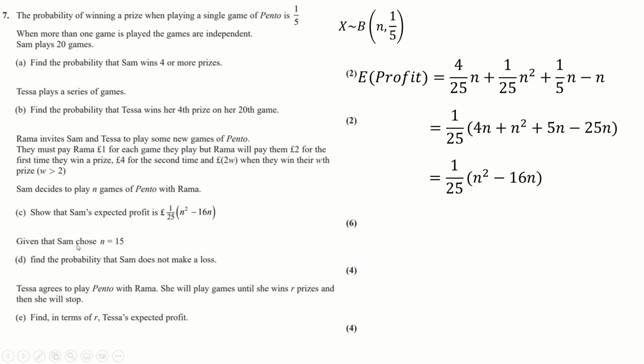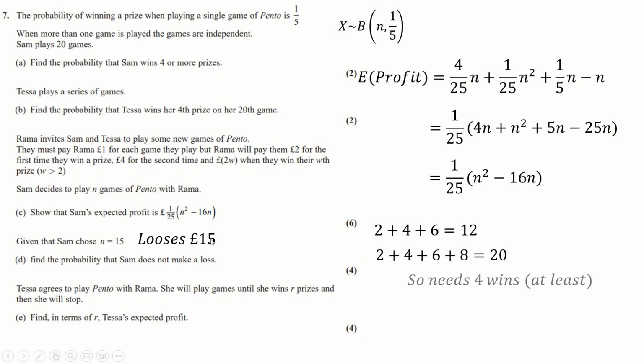Now, if Sam chooses N to be 15, find the probability he doesn't make a loss. Well, all we have to do here is work out how many games he has to win to not make a loss, because he's definitely going to lose £15 if he plays 15 games. So 2 plus 4 plus 6 is £12. So if he wins 3 games, he's making a loss: 12 minus 15 is minus £3. But if he wins 4 games, he's making a gain. So basically, all we need to say is that he needs to win at least 4 games.